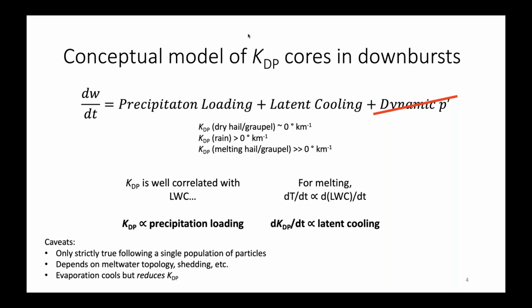Obviously, in reality, there's size sorting and all sorts of mixing going on. The KDP of melting hail and graupel is going to depend a lot on the distribution of the meltwater, any sort of meltwater shedding you're getting, things of that nature.